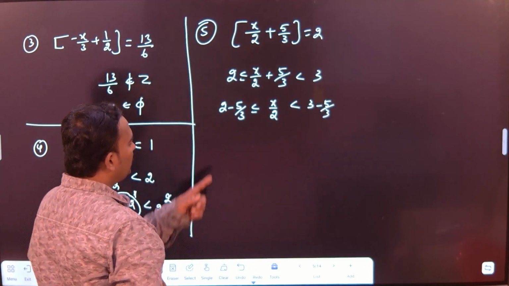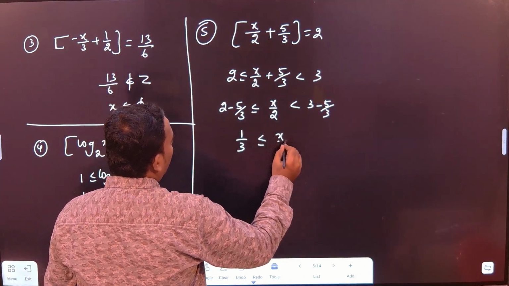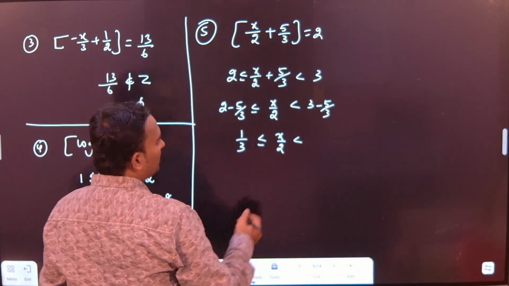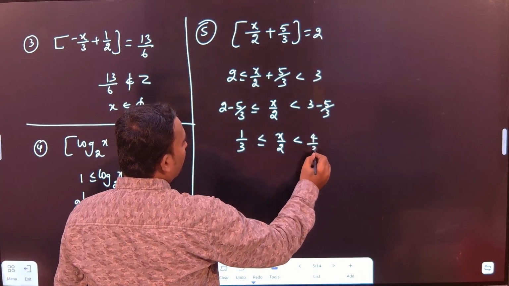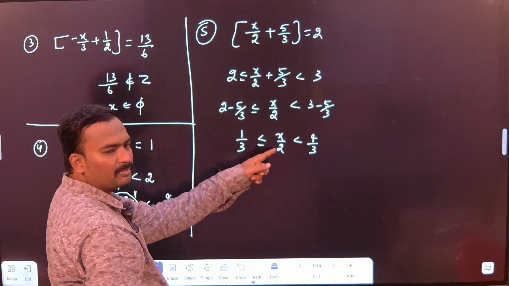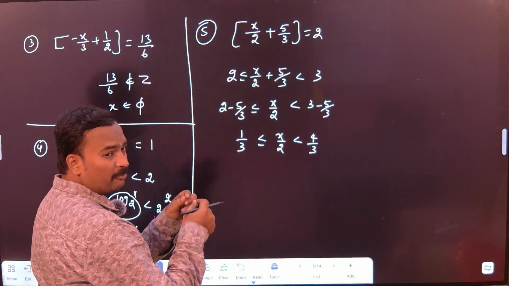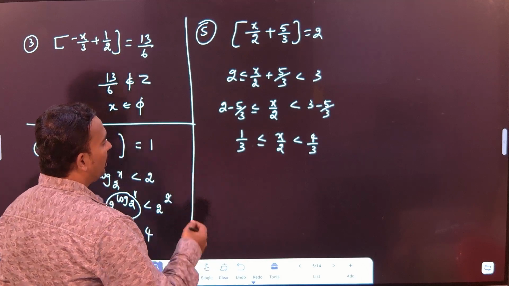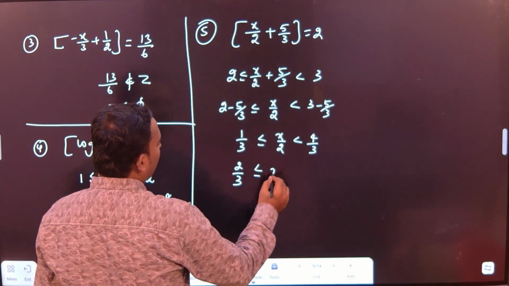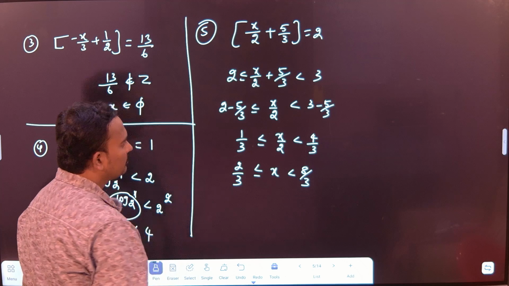So 3 minus 5 by 3 we will get. 3 into 2 is 6, minus 5, it is 1 by 3, less than x by 2, less than 3 into 3 is 9, 9 minus 5, that is 4 by 3, right? So we need to find x. The divisor here is 2, so how to remove it? You have to multiply by 2. So 2 by 3 is less than x less than 2 into 4, which is 8 by 3. That is your answer, right?